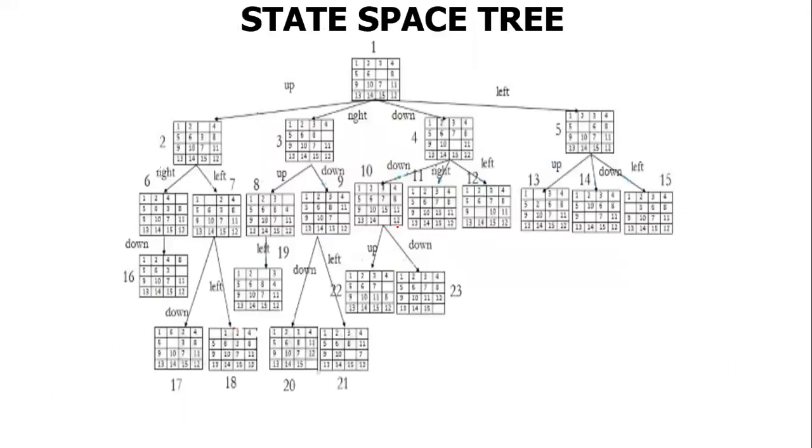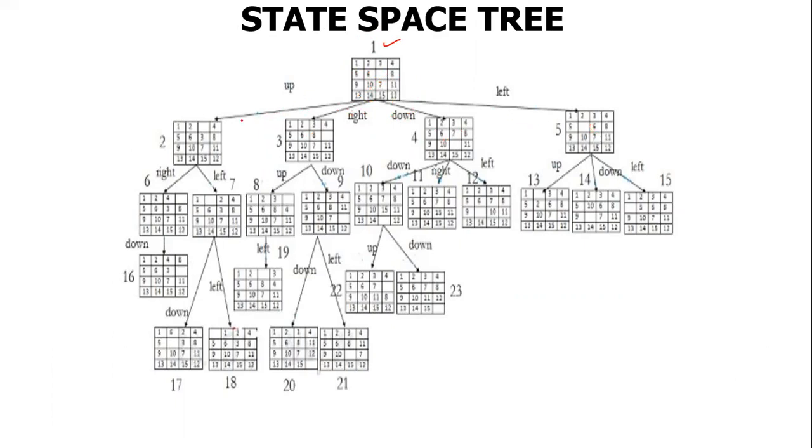So here this is the state space tree. This is the initial arrangement. The initial arrangement is node 1. So here the empty tile is in the middle, so there is a chance to move up, right, down, or left.